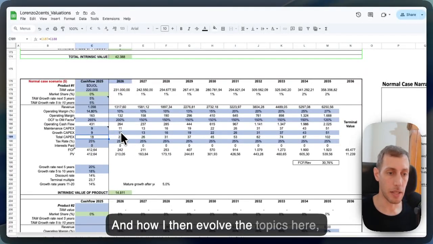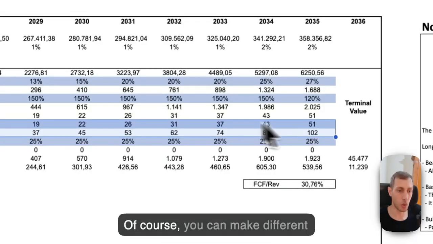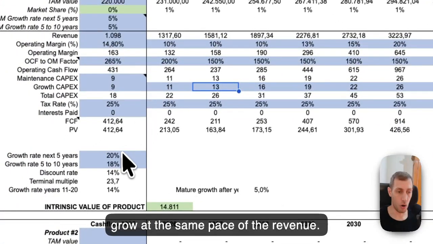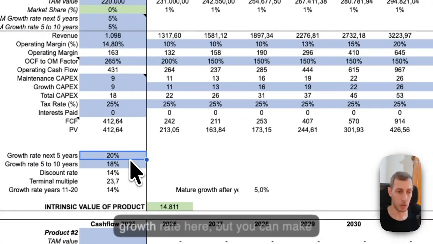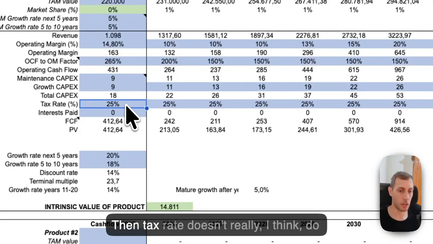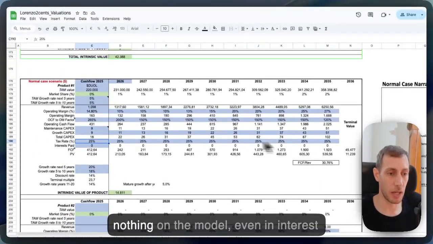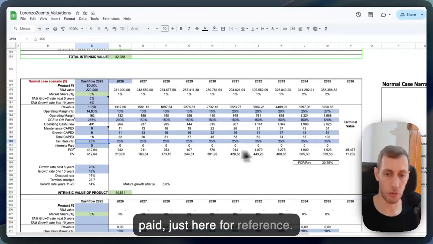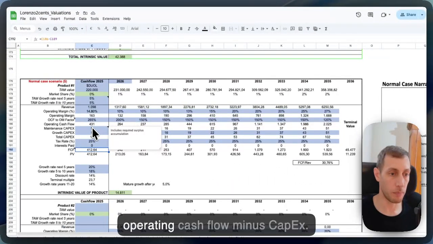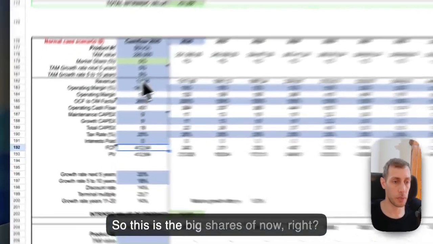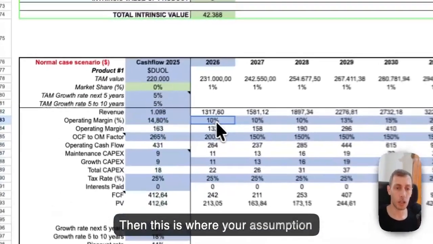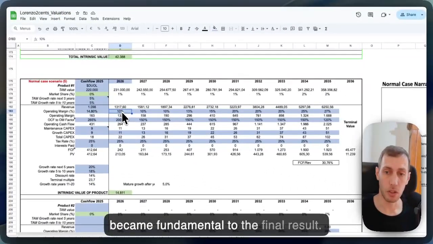And how I then evolve the capex here, I just make it grow. Of course, you can make different assumptions, but I just make it grow at the same pace of the revenue, right? So this takes the same revenue growth rate here, but you can make different assumptions; this is how I'm modeling it now. Then tax rate doesn't really do anything in the model, even interest paid. It's just here for reference. And then you have the free cash flow that is calculated. Of course, it is operating cash flow minus capex. So this is the picture as of now, right? As of Q1 2026.